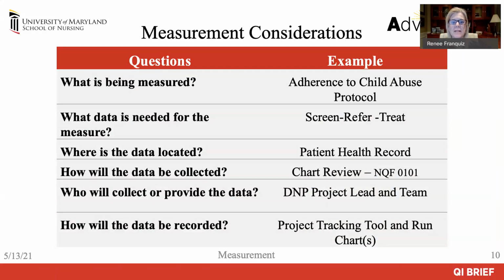This data generated from measurement may be recorded in the health record as part of the routine delivery of patient care. Data can then be collected later for analysis by a manual chart review. As a final measurement consideration, it's important to plan who will conduct the measurement and how the generated data will be recorded and retrieved to protect the privacy and confidentiality of the project participants. Now, as you think about your DMP project, reflect on each of these questions as they relate to each of your project goals.